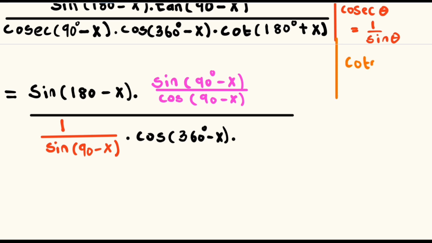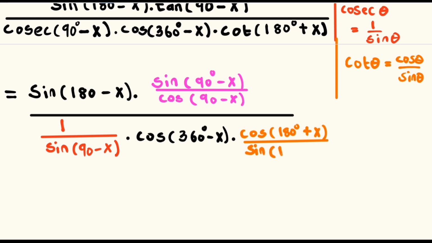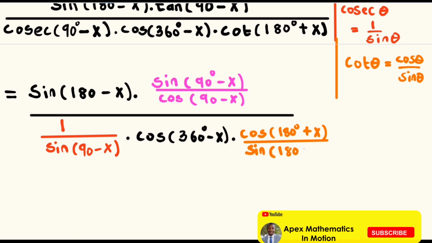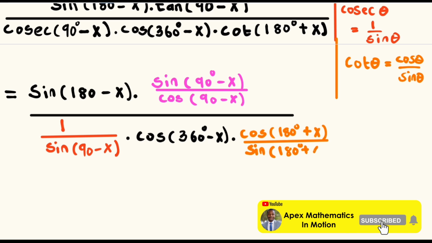cot theta is equal to cos theta divided by sin theta. So we express the cot of 180 degrees plus x as the cos of 180 degrees plus x divided by the sine of 180 degrees plus x.